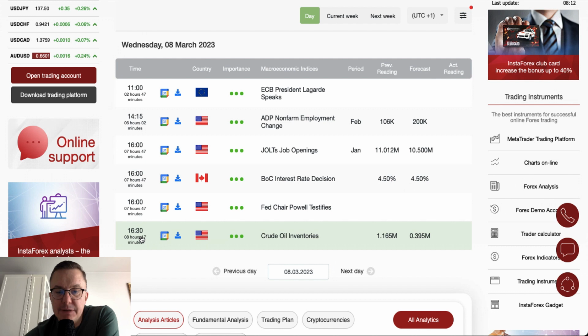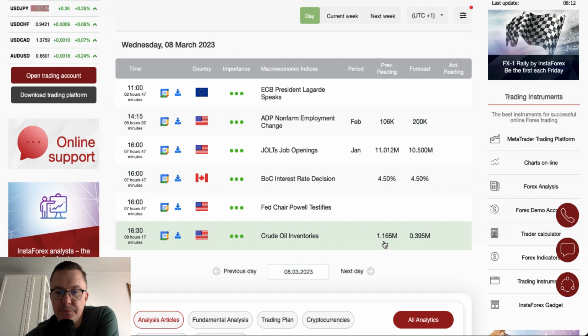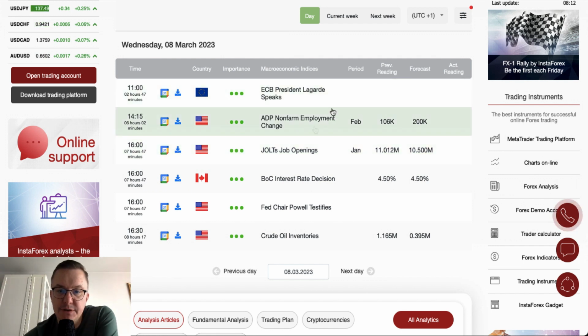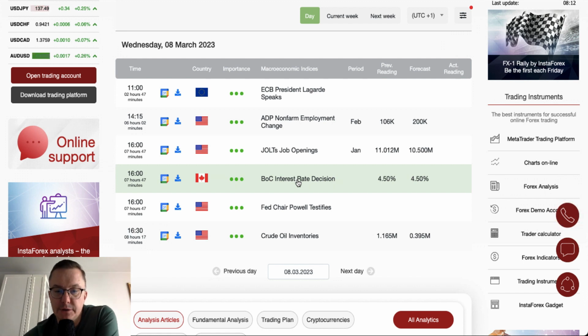And at 4:30, the crude oil inventories from the US. For all of you crude oil traders, there's an expectation of a significant drop from 1,165,000 to 395,000 barrels. So kind of an interesting day. We have some comments, we have some speeches, we have the interest rate decision. So let's find out what is going on on the charts.